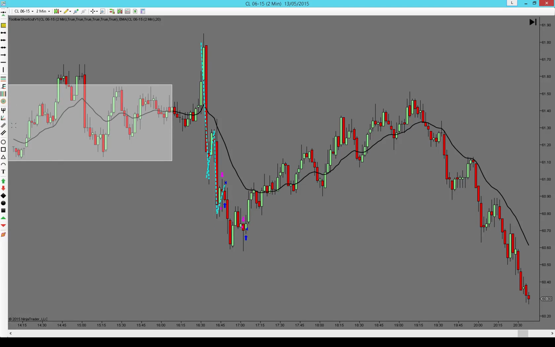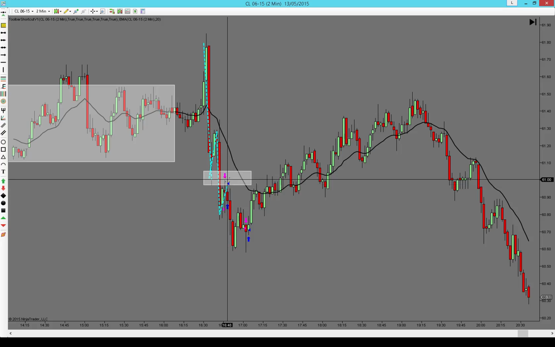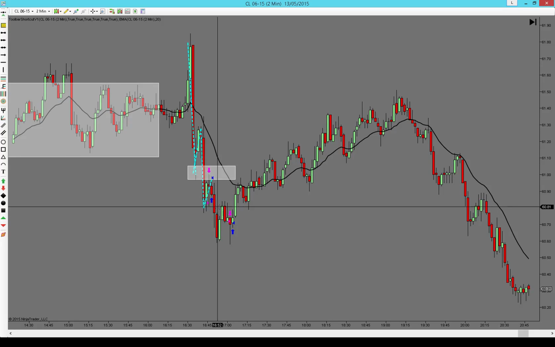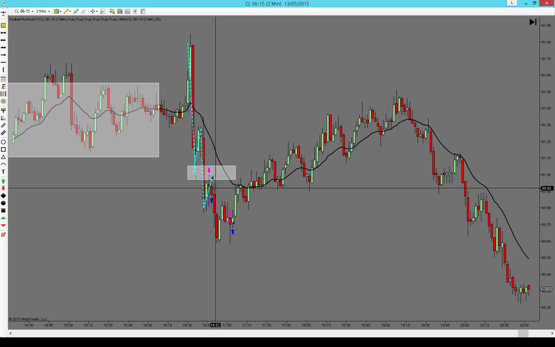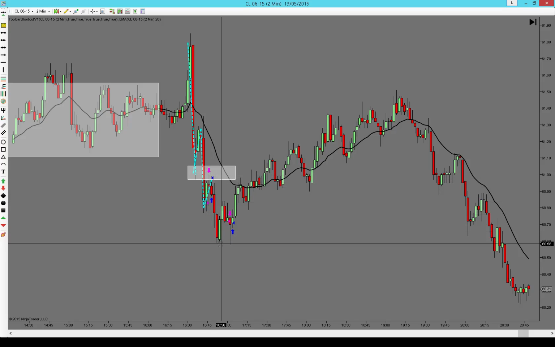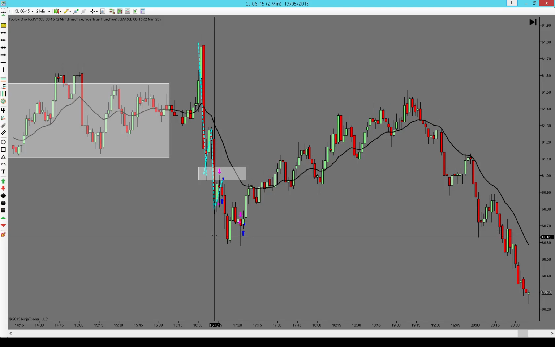We had the resistance area in place. It was a valid setup. Entry was at 83. It stopped us out to the tick. So minus 16 ticks on that, and after that it went right back down.